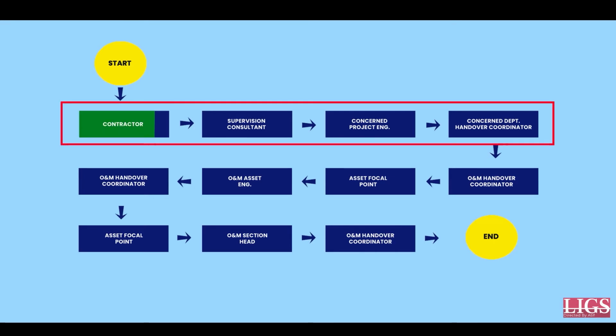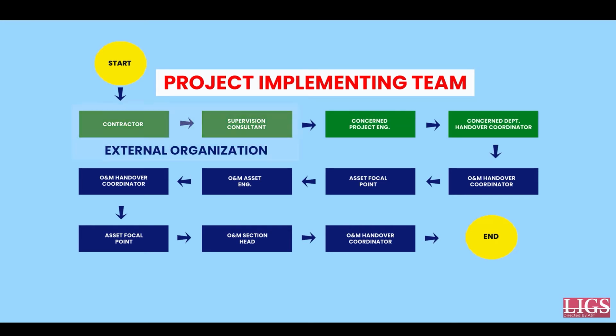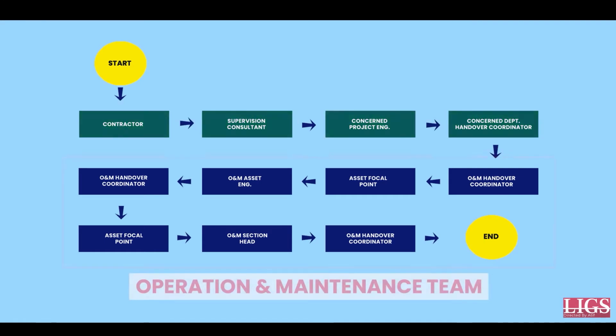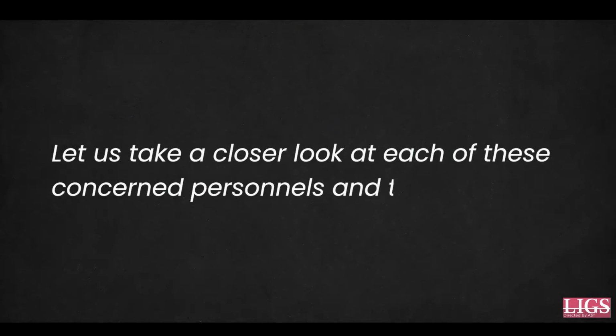Starting from the role of the contractor up to the concerned department handover coordinator, can be classified as the project implementing team. The concerned project engineer and the concerned department handover coordinator are both part of the project affairs of Public Works Authority. Let us look at the next part, that is from the operation and maintenance handover coordinator till the last box displayed on the flowchart, which can be categorized as the operation and maintenance team. Here, the asset affairs of the Public Works Authority are in charge of the operation and maintenance. In fact, they determine and are responsible to decide and finalize on whether the roads are fit to be used by the public.